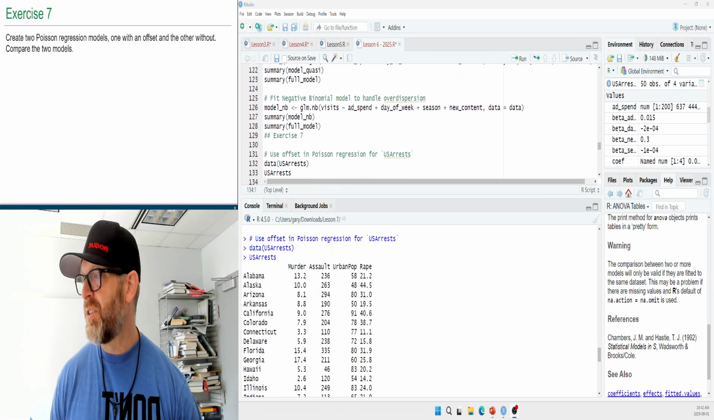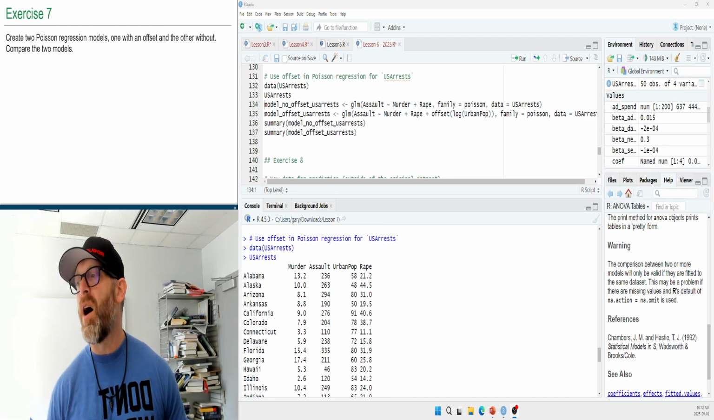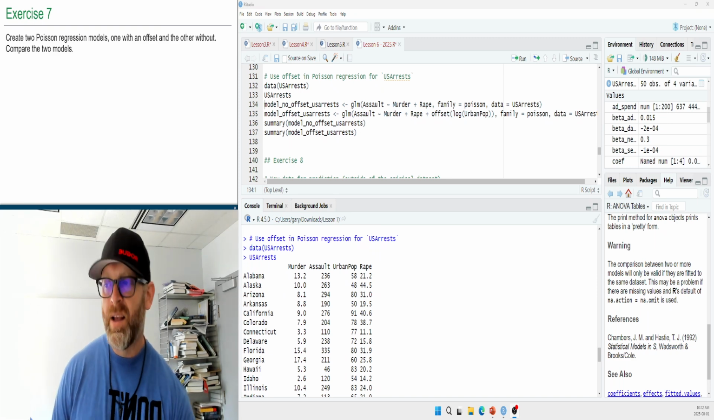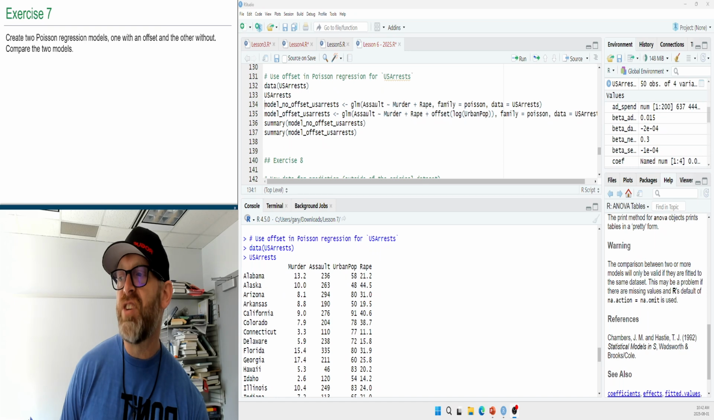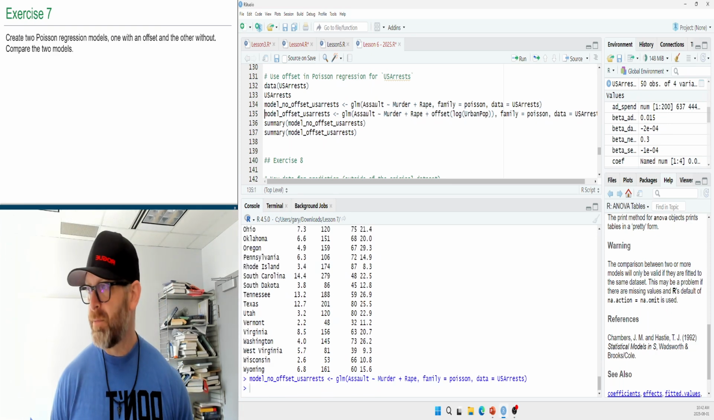All right, so back into R, I've brought in the data set. The first model I'm going to create is a model with no offsets for the US arrests. So how do we do this? Again, we're just using that GLM function. Assault, which is what we're trying to predict here, is explained by murder and rape, and we're not including the urban population. The family is Poisson, and the data set is coming from the US data sets.